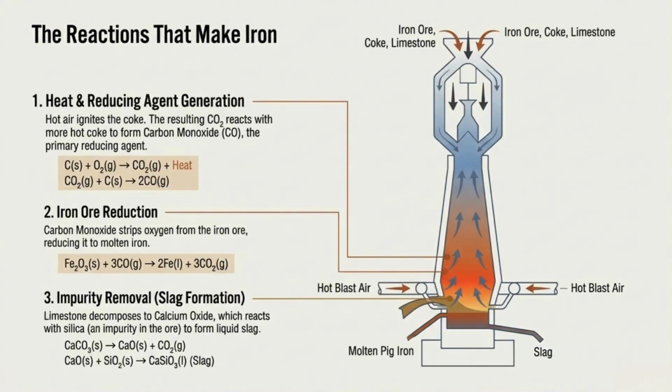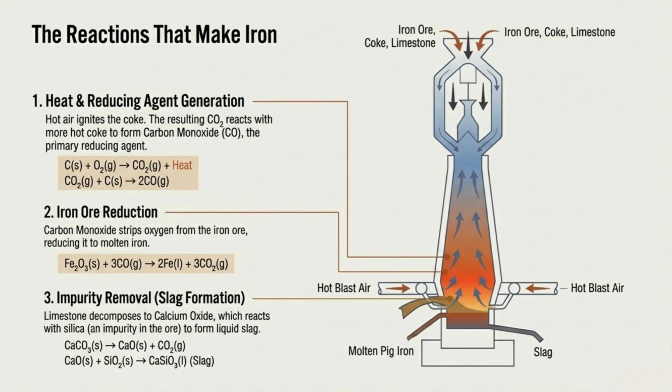Let's look at the charge, the materials we drop in from the top. We have iron ore, the source, coke, which is coal baked into a high-carbon fuel, and limestone. As the coke burns, it creates carbon monoxide. This gas reacts with the iron ore, stripping away the oxygen, a process called reduction. Meanwhile, the limestone acts as a cleaner. It melts and bonds with the sandy impurities in the ore to form a liquid called slag. Because slag is lighter than metal, it floats on top like oil on water.